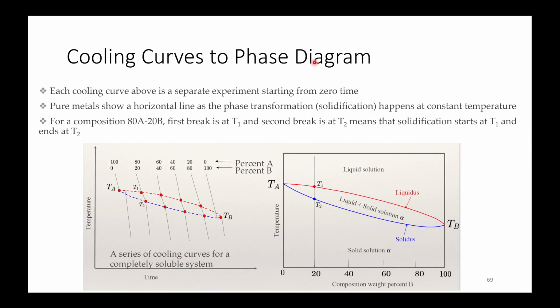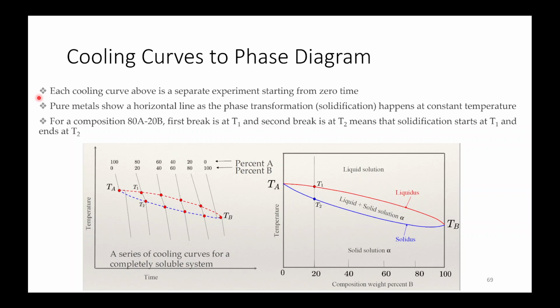Now how do you get phase diagrams? For various compositions you plot these cooling curves. Based on these cooling curves, they are superimposed in these phase diagrams. For example, T1, T2. On T1 it will start solidifying, and at T2 it will complete solidification. So this is how you can superimpose and form your phase diagrams.